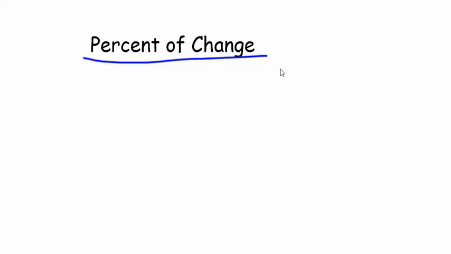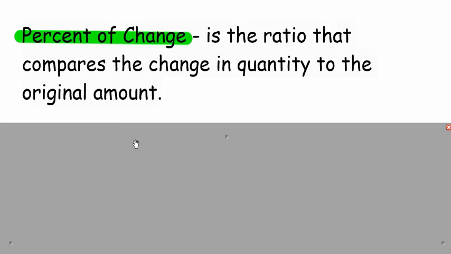What I mean by percent of change is sometimes when you have something like a car, the value of that car over the years can either increase or decrease. Most cars decrease, but if it's a classic car, it would increase in value. So we want to know what is that percent of change over the years. Let's look at this formula.